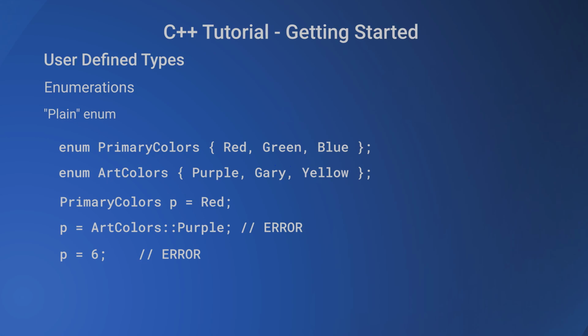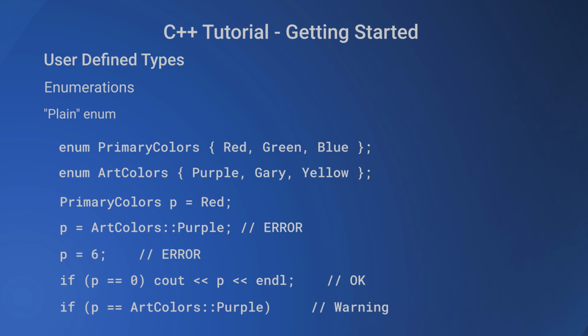But plain enums are not perfect. We can say if P equal to 0 and this is okay. Or if P equal to art colors purple, this compiles with a warning. But there is a more significant problem.